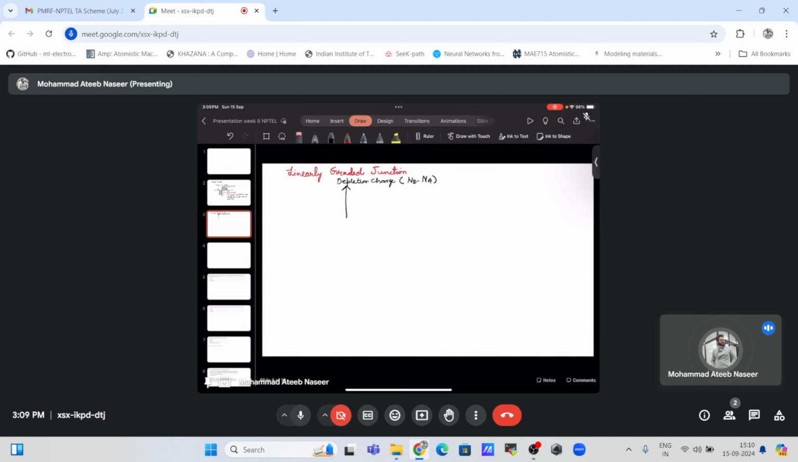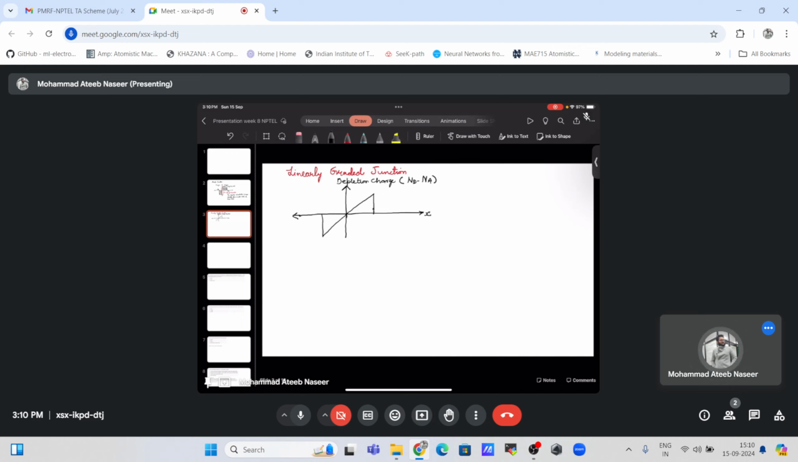So if this is our depletion charge profile, and it would look like, if this is the distance, considering the interface, the metallurgical junction, we have to consider the linearly graded junction.